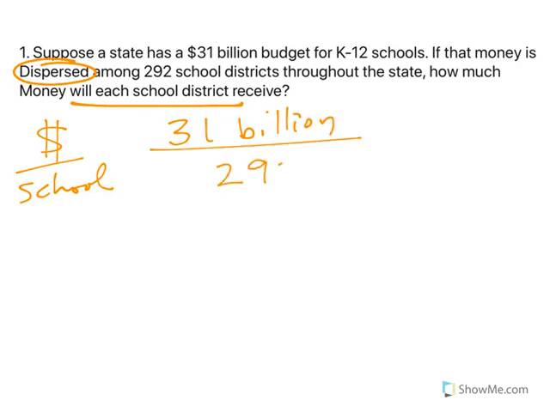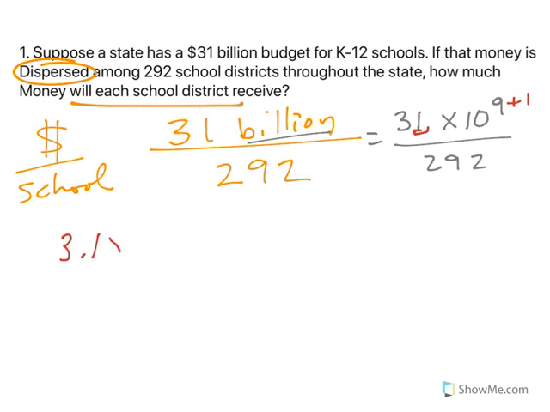School districts, 292. When you're dealing with big numbers, generally scientific notation is the easiest way to do it. So remember that billion means 9. So this is 31 times 10 to the 9th. Well, that's not scientific notation. Recall, 31 is big, so if I move this over 1, my exponent's going to go up by 1. So that gives me 3.1 times 10 to the 10th.